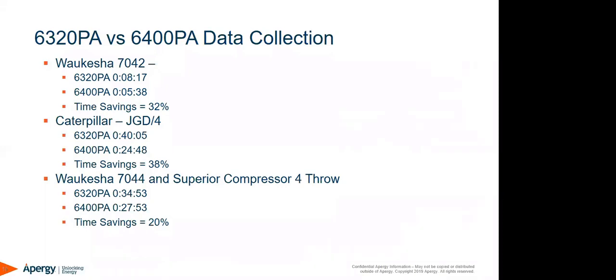So on average, as far as your time on the machine, the data collection within the routes is on average maybe 28, 30% faster.